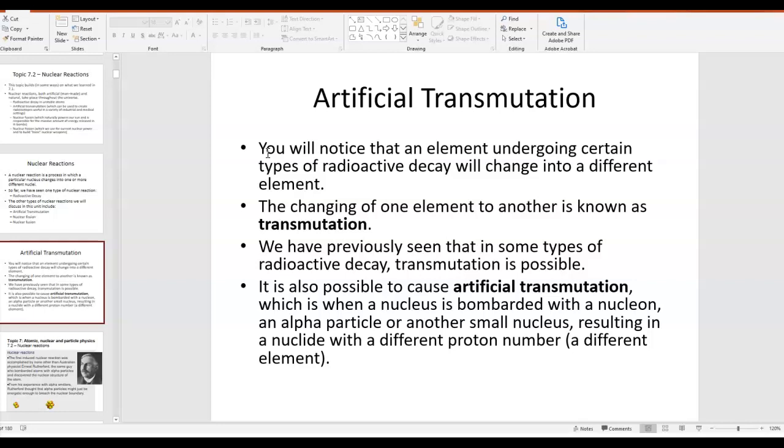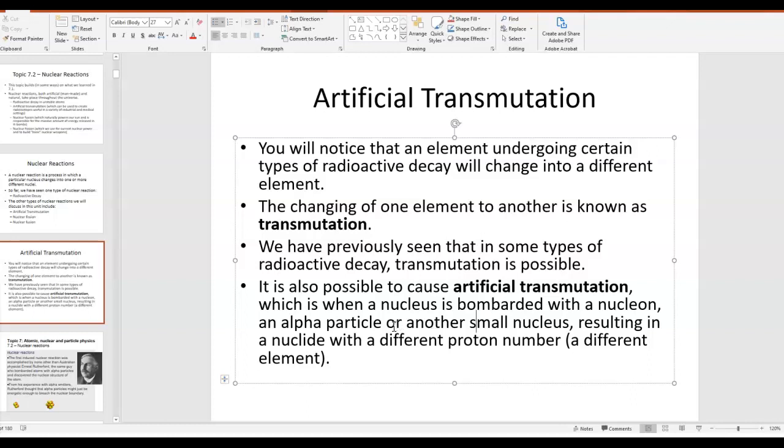Typically the way we do that, in very simplistic terms, is we take a sample of our target atoms, or our target nuclei, and we shoot stuff at it. In the notes it says that when a nucleus is bombarded with a nucleon, an alpha particle or another small nucleus, bombarded is just a fancy way of saying we shoot stuff at other stuff, and it can cause the original stuff to change into a different element.